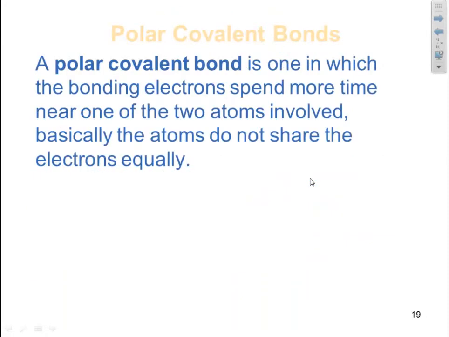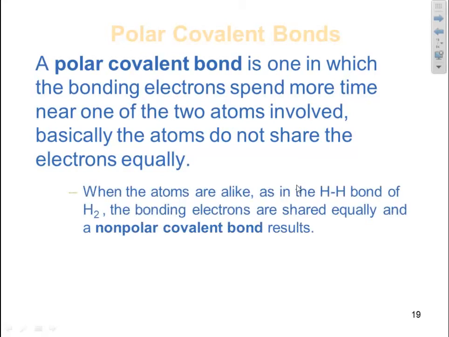A polar covalent bond is one in which the bonding electrons spend more time near one of the 2 atoms involved. Basically, the atoms do not share the electrons equally. When the atoms are alike, as in hydrogen-hydrogen bond of H2, the bonding electrons are shared equally and a non-polar covalent bond results. Okay, it's the same atom, so they're not going to share it differently. They've shared exactly the same.